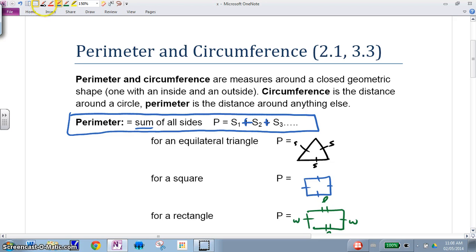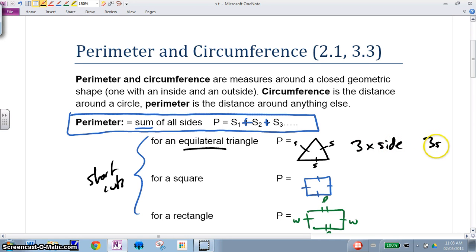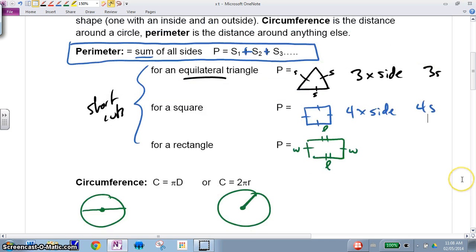Three shortcuts here. If we're talking about an equilateral triangle where all the sides are the same, we can just do 3 times the side, or 3s. If we're talking about a square where all the sides are the same, 4 times the side length, or just 4s. If we're talking about a rectangle, we've got 2 lengths and 2 widths, so we could do 2 times the length plus 2 times the width.